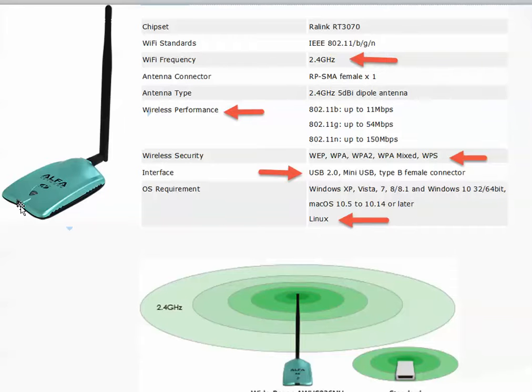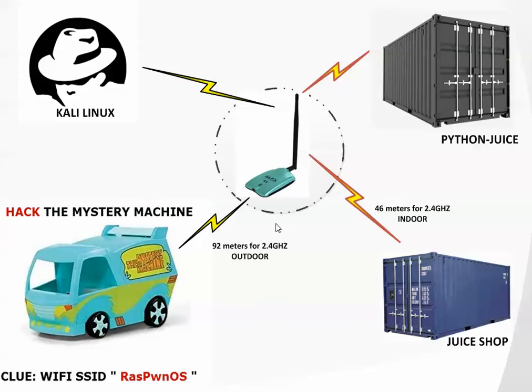When connecting to our VM machine for Kali, we are going to use USB 2.0, and the operating system we are using is Kali. Because we are operating at 2.4 gigahertz, it gives us that distance. So let's look at the actual distance. I've got the RF card here. Outdoors, it is about 92 meters. Indoors is about 46 meters.